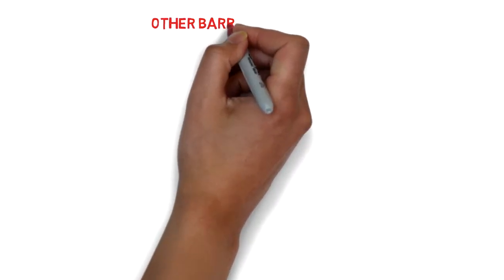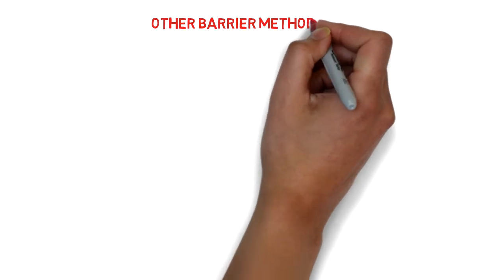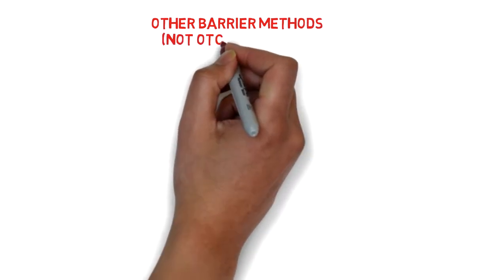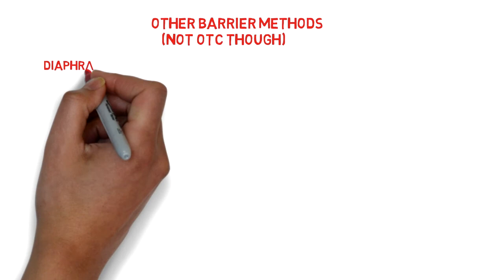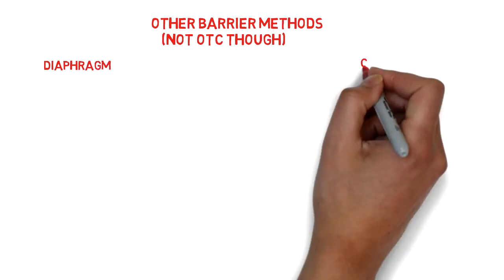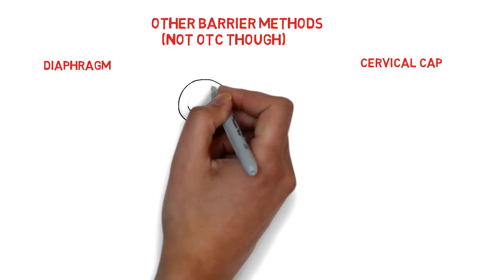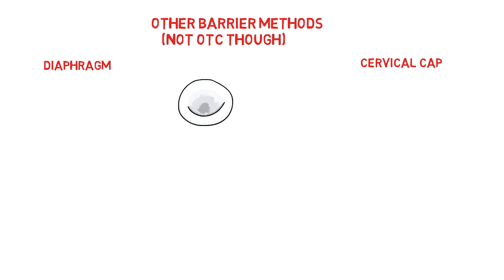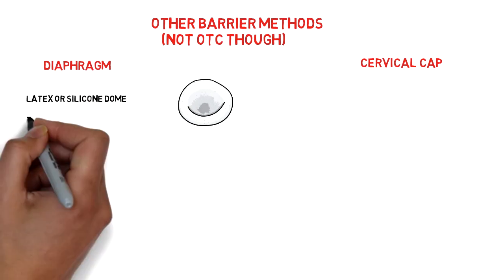There are 2 other physical barrier methods similar to the contraceptive sponge that I'll just briefly go over. These 2 are not available over the counter though, because they need to be fitted by your doctor. If they're too small or too big to fit properly over the cervix, they won't be effective. So we have the diaphragm and the cervical cap. The diaphragm is a latex or silicone-shaped dome that is inserted over the opening of the cervix.